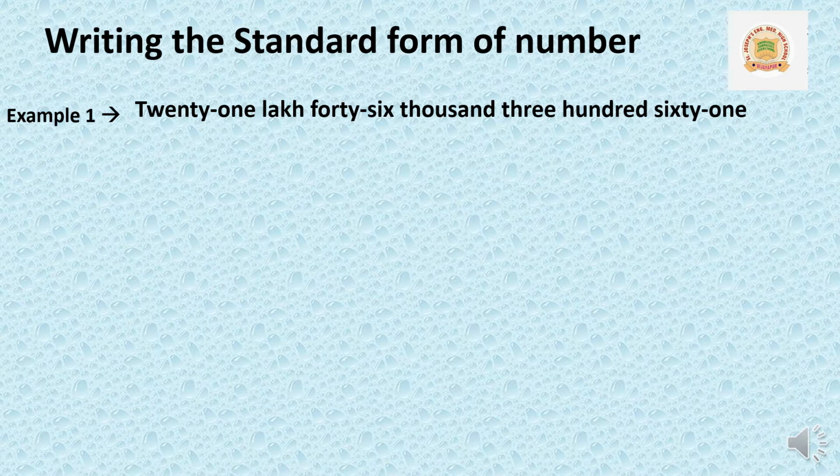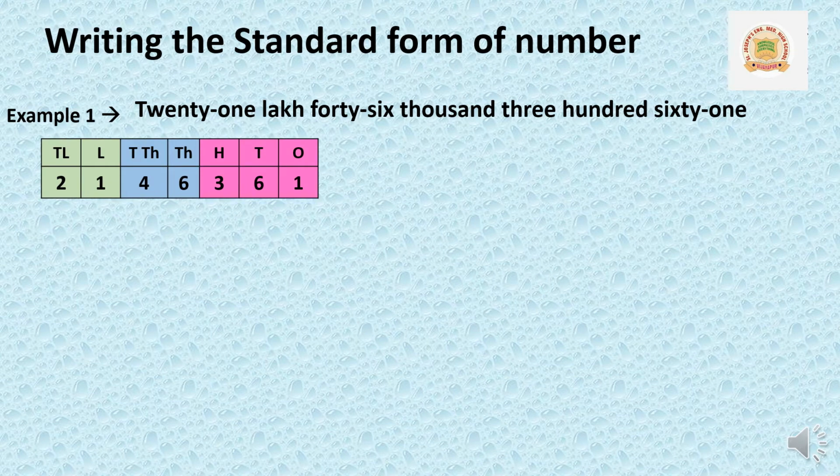If it is in the word format, then we have to begin the writing with the biggest place number. If you want to write the standard form for the expanded notation numbers, then we have to begin with the ones place and end with the biggest place. So today, as it is given in the word format, we have to write the biggest place first. So let us draw the place value chart.